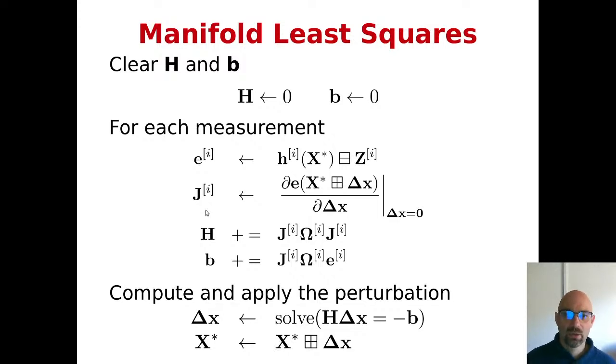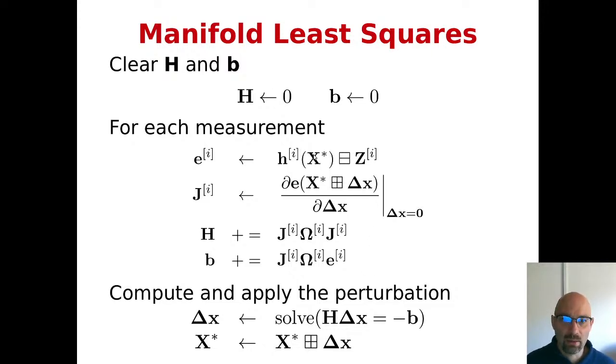Okay? Now, to have a grip of this, just think that X is a 3D transformation matrix and delta X is a 6D perturbation vector of the transformations. This operator over here, so X star box plus delta X, would mean take a transformation matrix and consider it as an origin, and move from this origin of a transformation which is expressed by delta x.